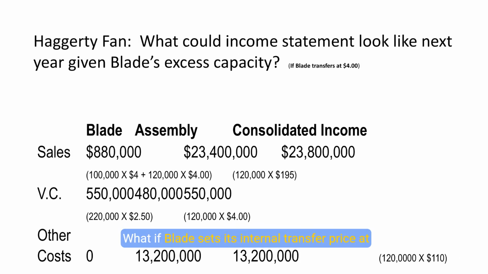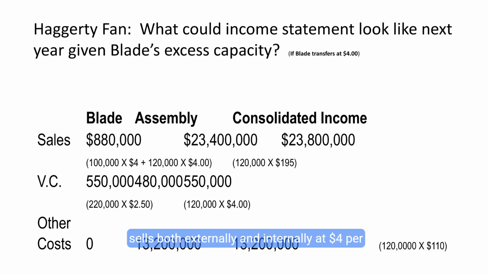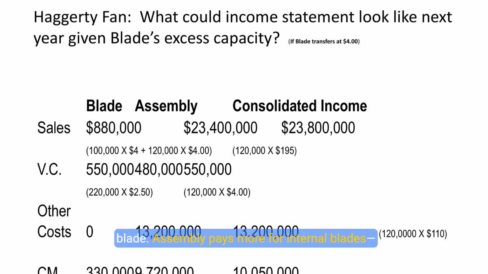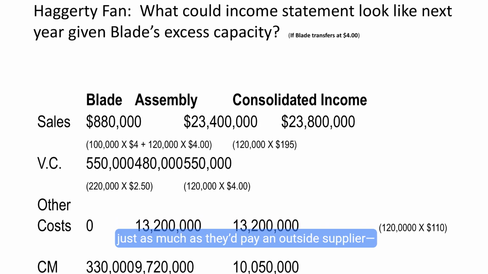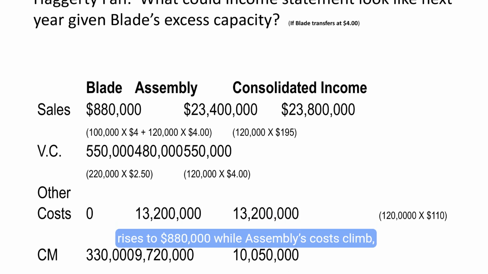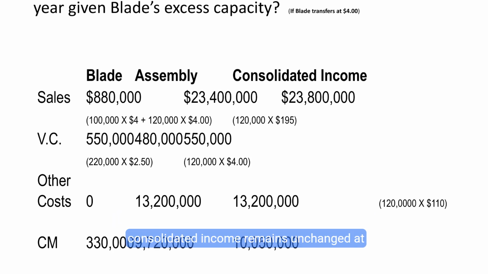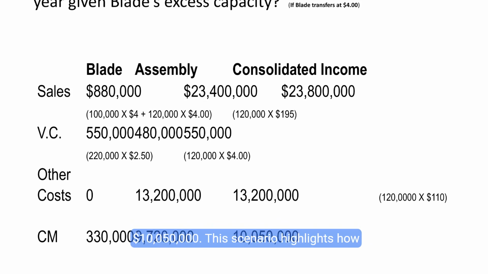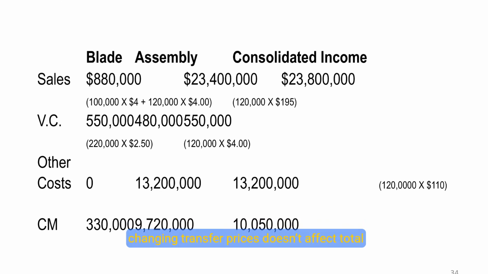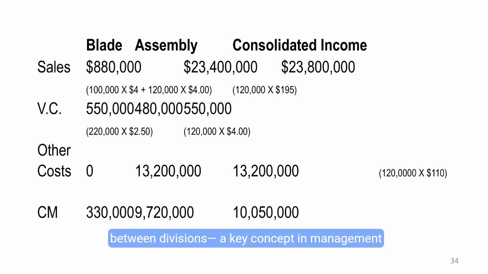What if Blade sets its internal transfer price at $4 instead of just covering costs? Now, Blade sells both externally and internally at $4 per blade. Assembly pays as much for internal blades as they'd pay an outside supplier, so their variable costs increase. Blade's revenue rises to $880,000 while Assembly's costs climb, yet when you add up both divisions' numbers, the consolidated income remains unchanged at $10,150. This scenario highlights how changing transfer prices doesn't affect total company profit, but does shift profit allocation between divisions, a key concept in management control systems.